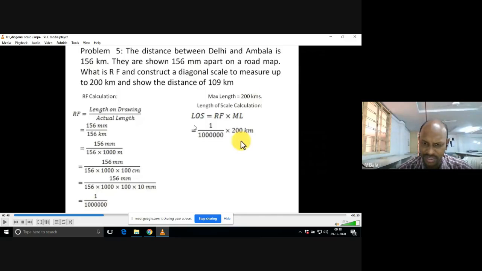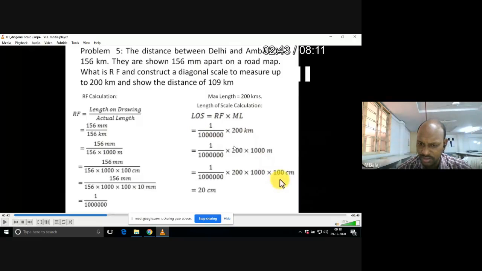Now calculate the length of the scale, L.O.S equals RF multiplied by maximum length. Here you have to take care. The maximum length is given in kilometers, but the length of the scale is always in centimeters, because the scale is made with centimeters and millimeters only. So 1 kilometer is 1,000 meters, 1 meter is 100 centimeters. You can stop at centimeters because the length of the scale is generally in centimeters. Now you got 20 centimeters.